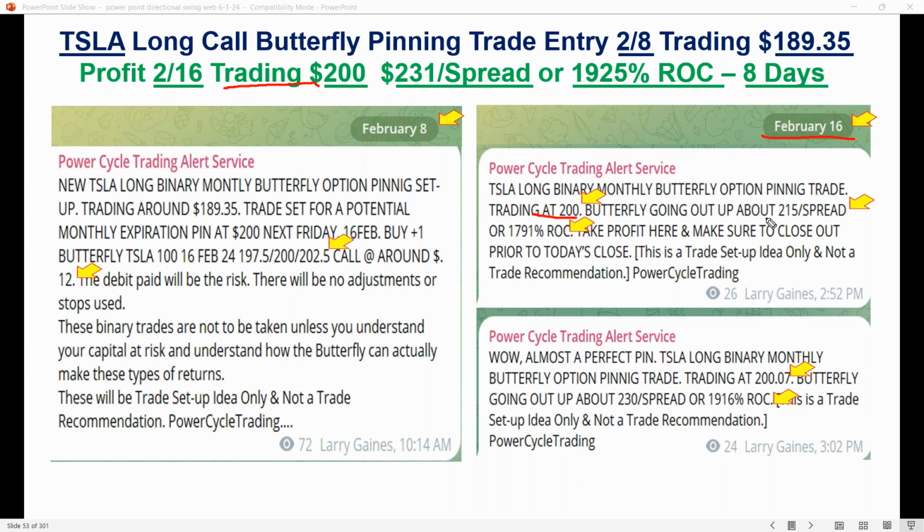It was amazing. Now this was up $215 per spread, up 1,791% return. And here it was going in towards the end of the day. It was still trading at 200, and now it was up 1,916%. Okay, so this is again one of the trade type setups that you might receive.